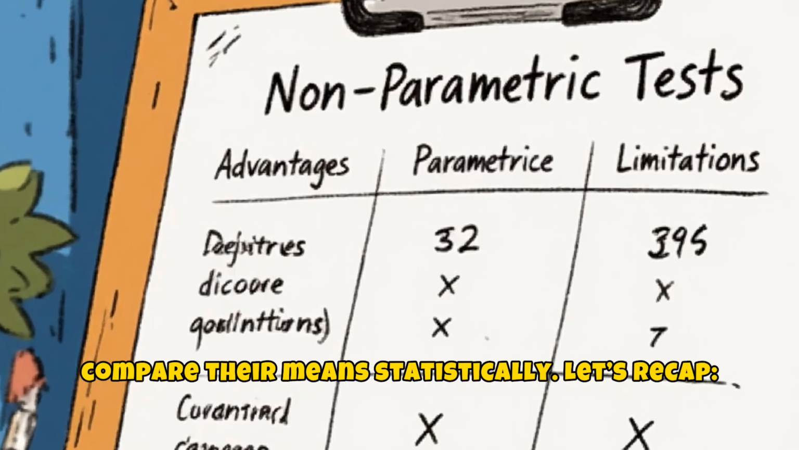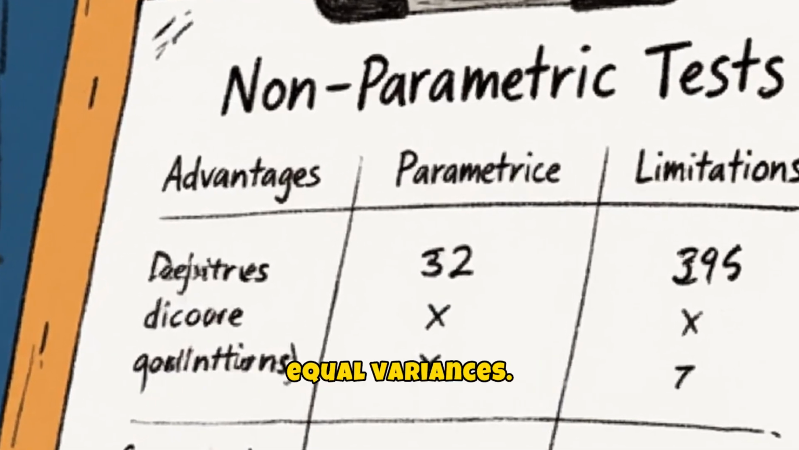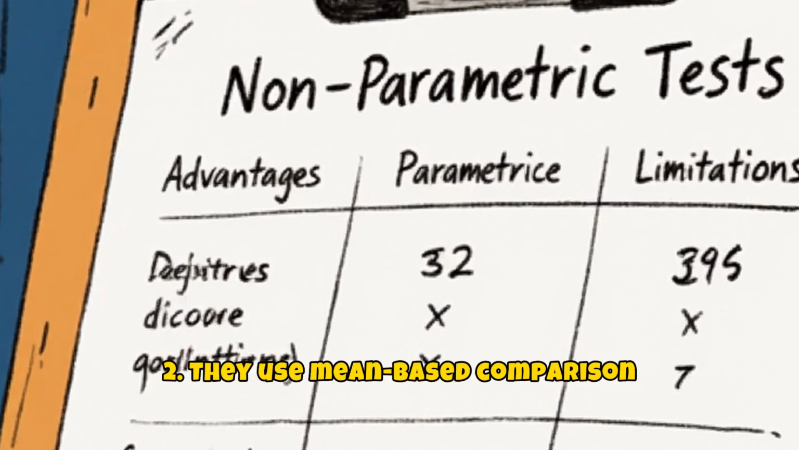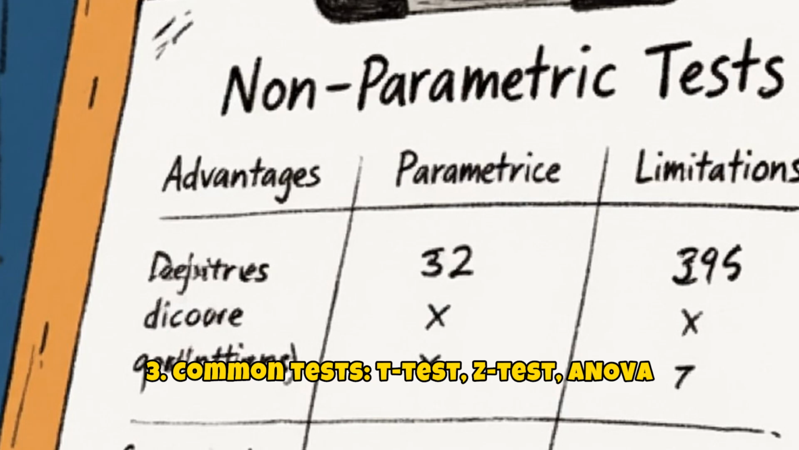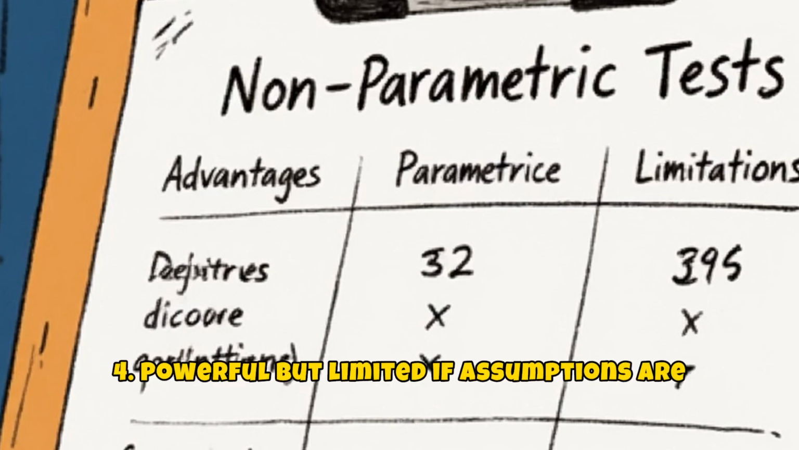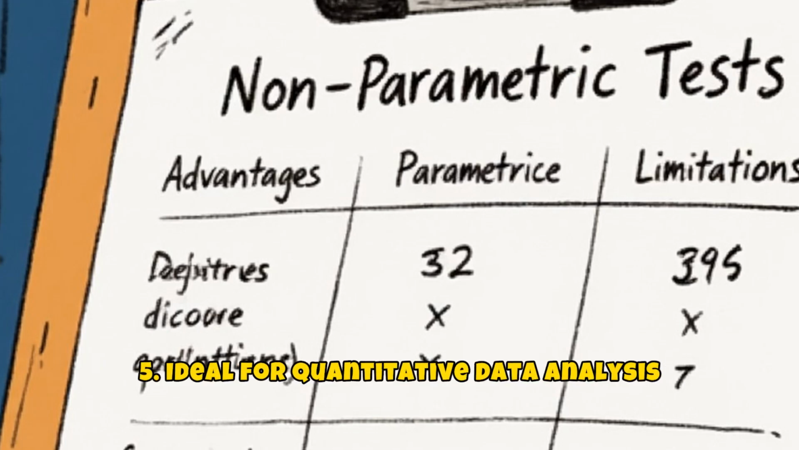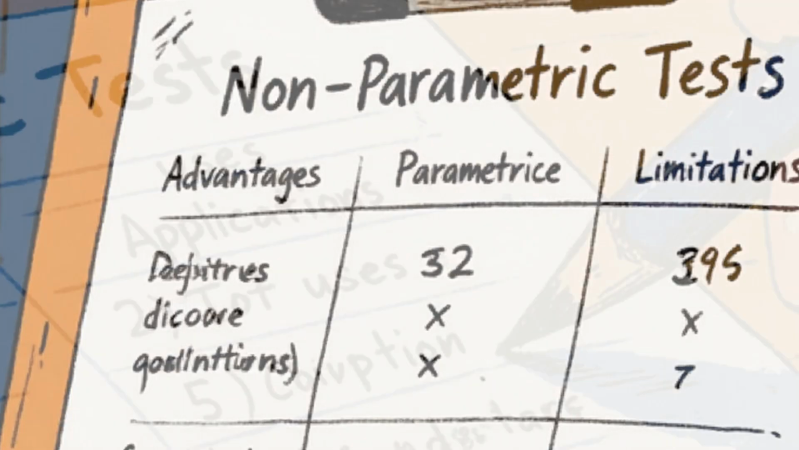Let's recap. 1. Parametric tests assume normality and equal variances. 2. They use mean-based comparison. 3. Common tests, t-test, z-test, ANOVA. 4. Powerful but limited if assumptions are broken. 5. Ideal for quantitative data analysis.